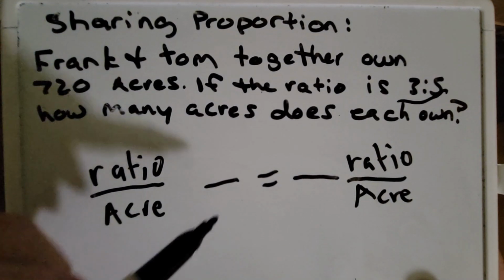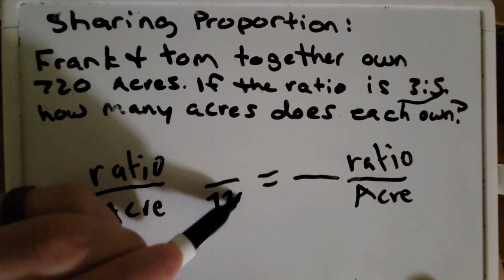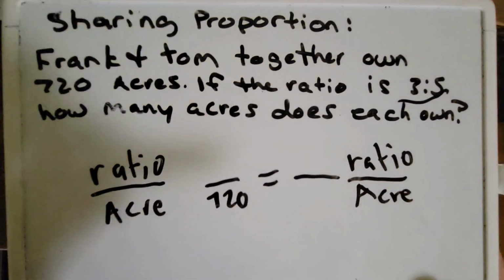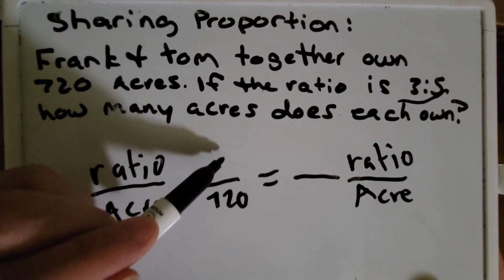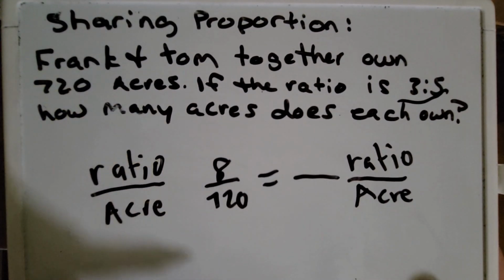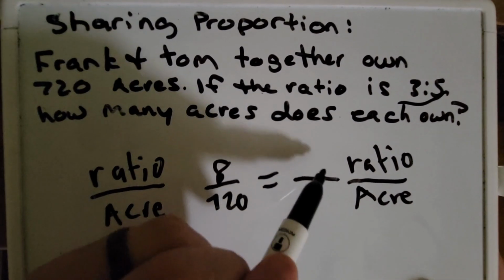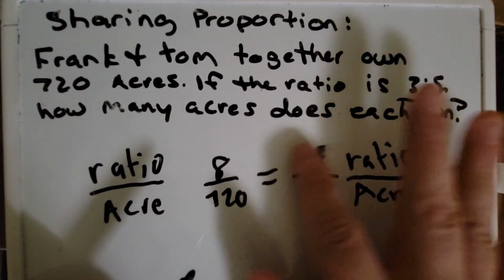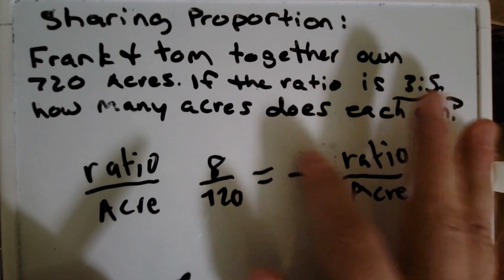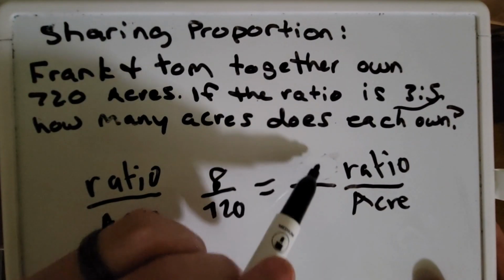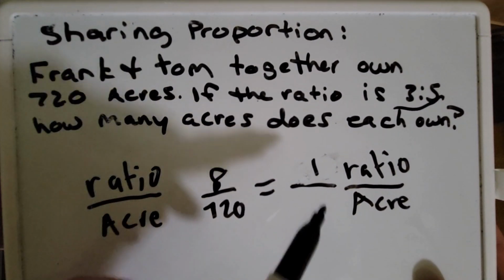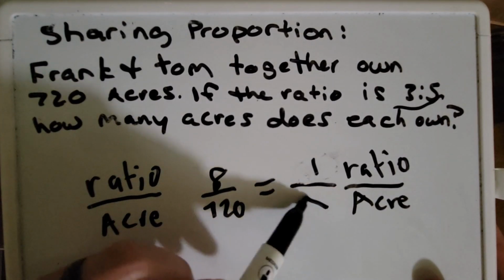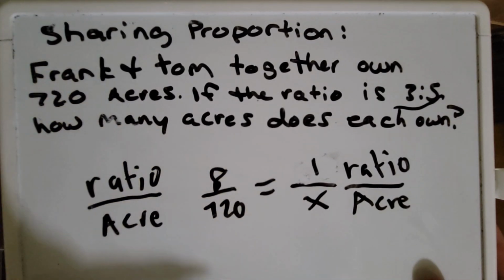So we know the total acreage is 720, right? We also know that the ratio is 8. 3 plus 5 equals 8, right? With that being the case, we're trying to find out what the 1 value is, right? So finally, we're going to put X for the acre, right?